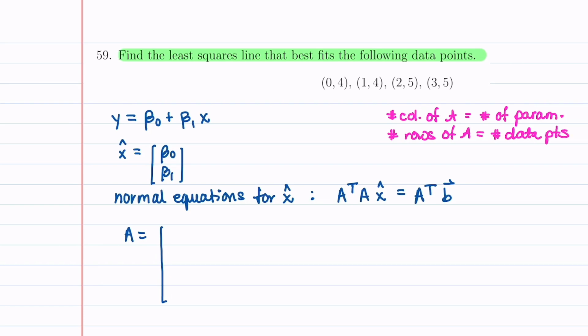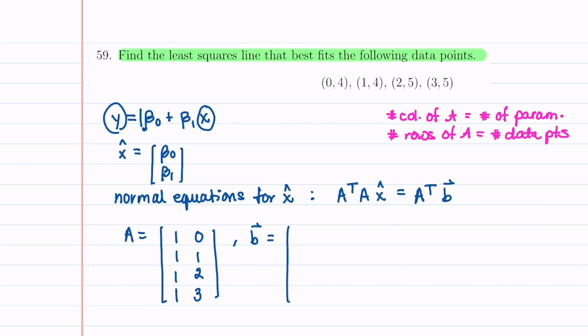Now we can go ahead and fill in matrix A. The first column is going to contain just ones, because we have a 1 multiplying beta 0, and then the next column is going to contain our x that multiplies our beta 1, so that's going to be our x coordinates, 0, 1, 2, and 3. And then our vector b on the right-hand side comes from our y coordinates, and that's going to be 4, 4, 5, and 5. So now we're all set.